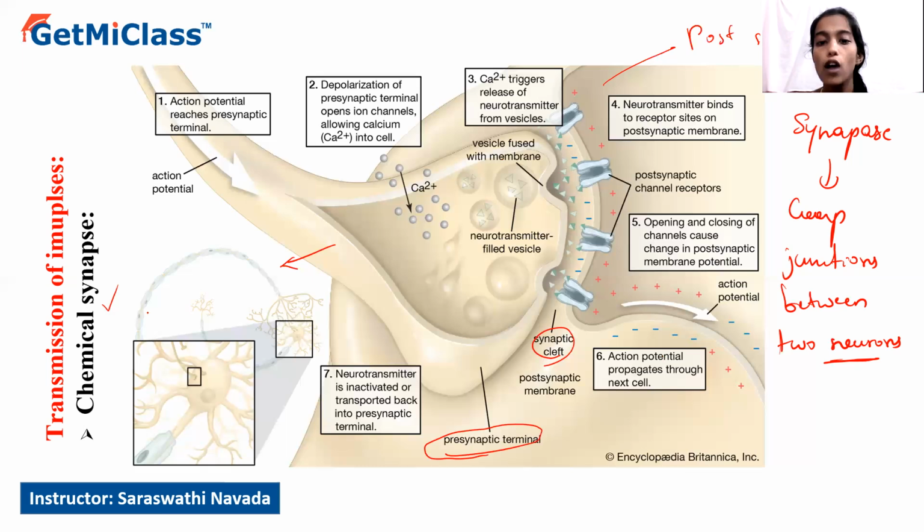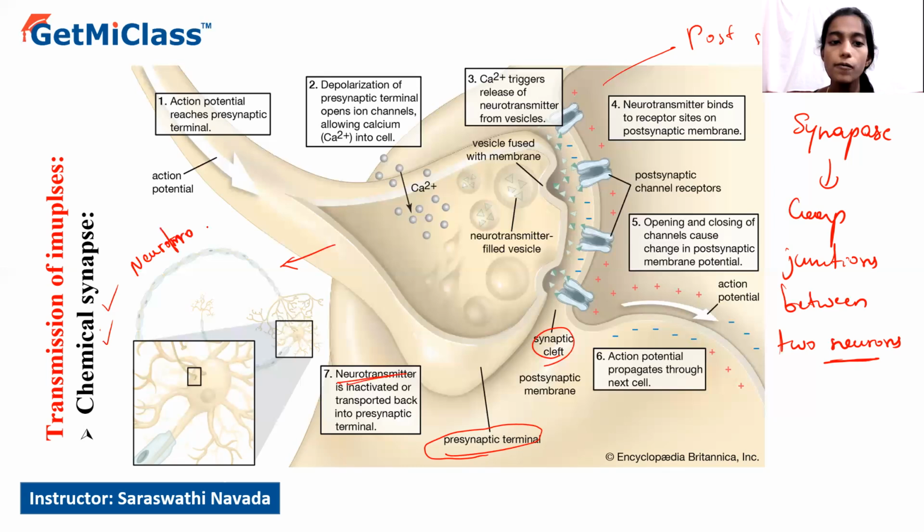So now we'll see how exactly the nerve impulse will be transmitted through the chemical synapse. In case of the chemical synapse, the nerve impulse from one neuron to another neuron will be transmitted through chemical messengers. And these chemical messengers are called neurotransmitters. So these are the chemical messengers.